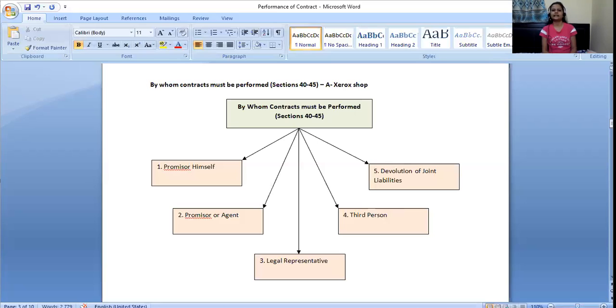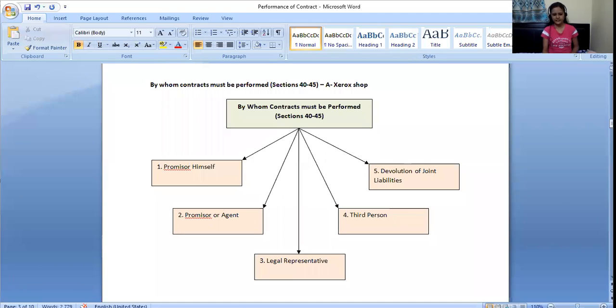Next is legal representative. So when will legal representatives be liable, anyone? When will legal representatives be liable to perform the contract? When the person passes away without performing the contract, maybe his son or daughter, or whoever the legal representative is, can come forward and fulfill the terms of the contract.